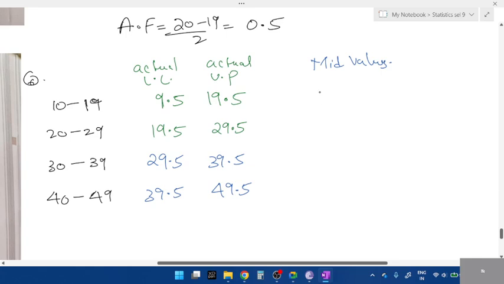Second thing. What's the actual formula given in the textbook? Upper limit plus lower limit. Calculate. What is 19.5 plus 9.5? 29. It is 29 divided by 2. What is 29 divided by 2? 14 point 5. Is it easy to calculate everything like this? I mean, it takes time, right?